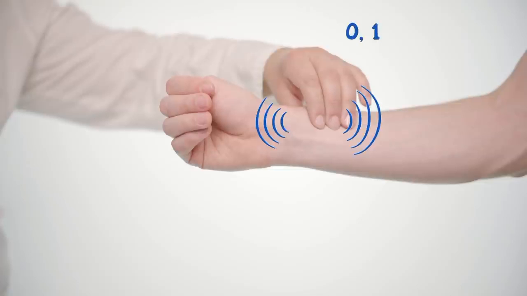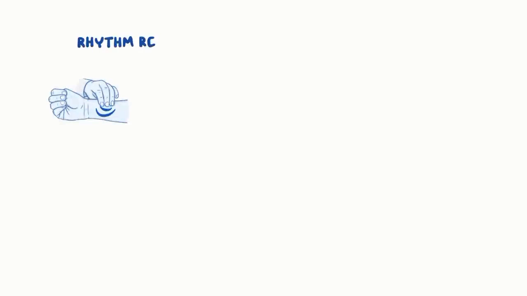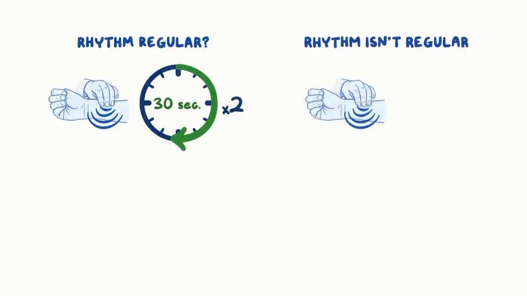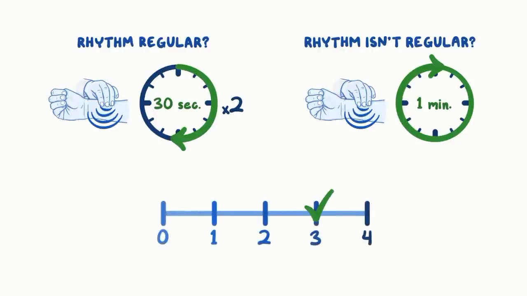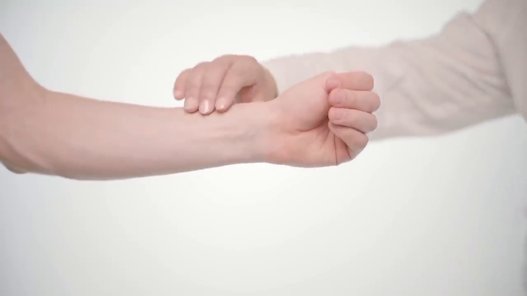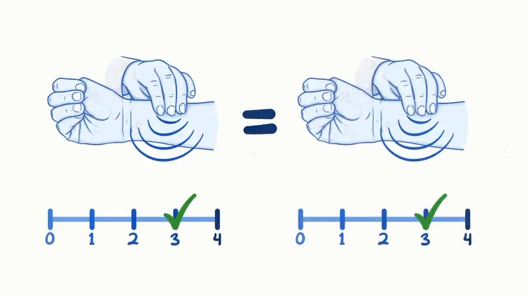The second beat is 1, the third beat is 2, and so on. Is the rhythm regular? If so, count how many beats occur in a 30-second window, and multiply by 2 to get the heart rate. If the rhythm isn't regular, count the number of beats in a full minute. While you count, assess the strength of Fred's pulse on a subjective scale of 0 to 4. Now check the other wrist to assess for symmetry. Both sides are equal on Fred, so both hands are receiving the same amount of blood flow.